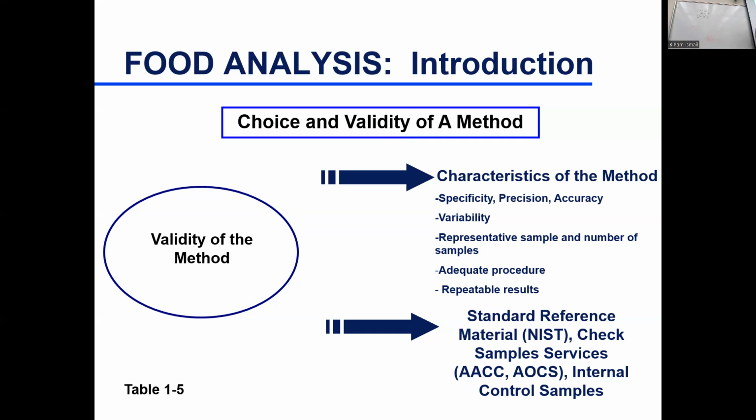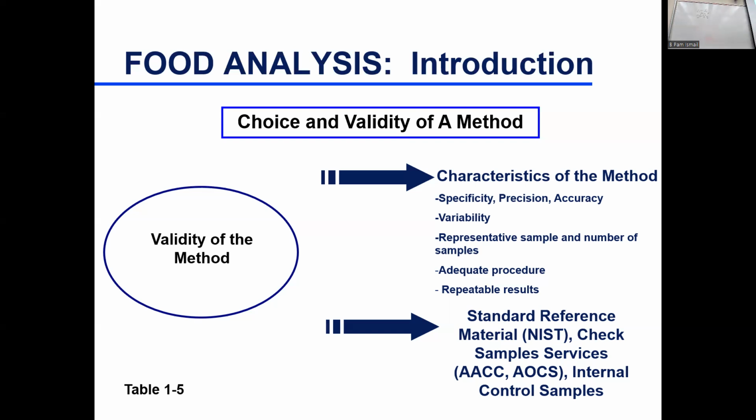Sometimes you can send it to a sample service, or we call it a check sample service. AACCI, which is now known as Cereals and Grains, which used to be American Association of Cereal Chemists, International with an I, now it's called Cereals and Grains. They are also an organization that provides check sample services. AOCS is another organization that provides such a service.